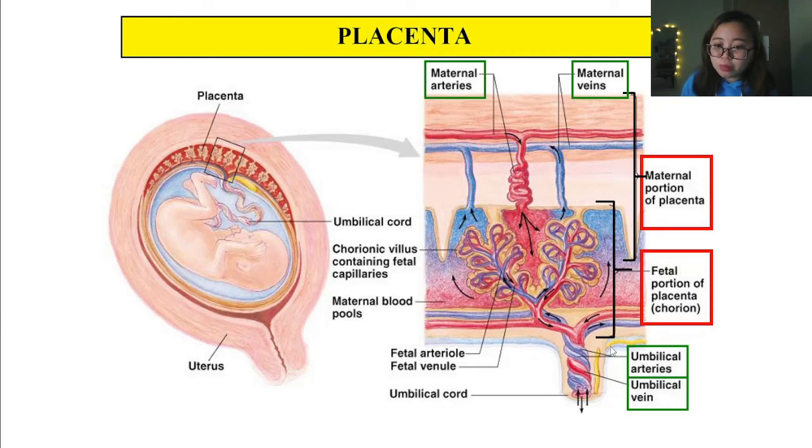Okay, so this is what a cross-section of the placenta looks like. You have the fetal portion, which is the part of the baby, and the maternal portion, which is part of the mother. Here you have the umbilical arteries and umbilical vein that are contained in the umbilical cord and connect to the embryo. Up here you see the maternal arteries and the maternal veins, which supply all the nutrients down here.